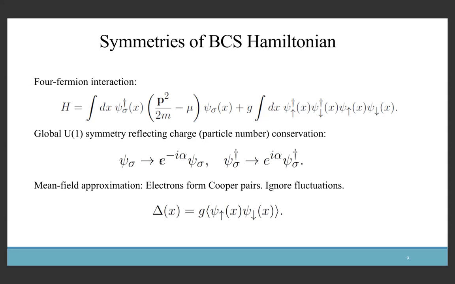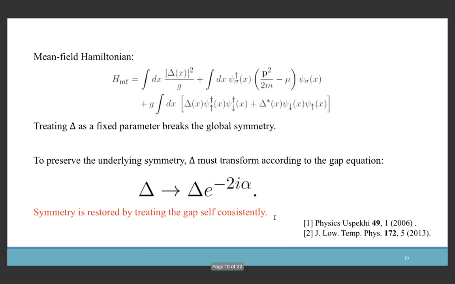So if we perform this phase rotation of the Fermi fields, then the Hamiltonian is invariant. Now, when we make the mean field approximation, we assume that the electrons pair together, spin up and spin down electrons will pair to form a gap. And we make this approximation in the interaction part of the Hamiltonian, and we ignore any fluctuation terms. This leads us to obtain a mean field Hamiltonian, which is now quadratic in the Fermi fields, and so we can diagonalize it exactly and obtain the Green's function in the single particle spectrum.